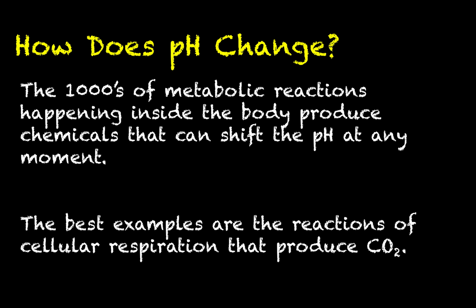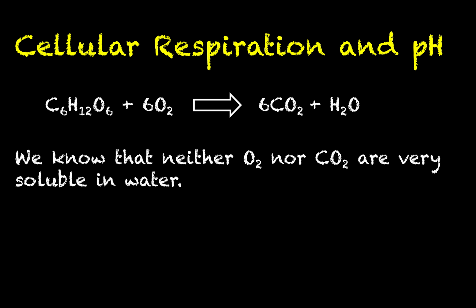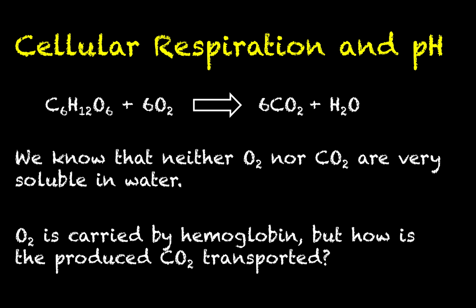So the best examples to illustrate how metabolic reactions can change the pH are those reactions in cellular respiration, and those reactions are going to produce a lot of carbon dioxide. If we look at the overall reaction scheme for cellular respiration, we can see that glucose reacting with oxygen gives off carbon dioxide and water. We know for sure that neither oxygen nor carbon dioxide are very soluble in water. That's something that we talked about in a previous video.